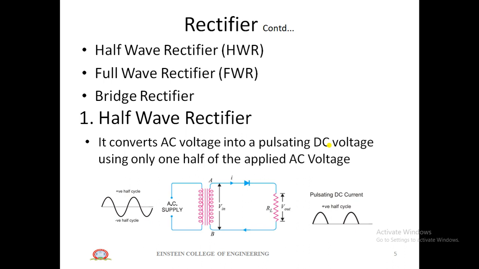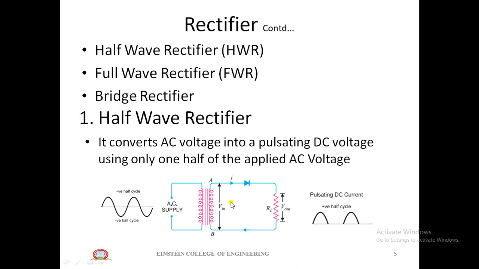Half wave rectifier rectifies only one half cycle of the input voltage. It converts AC voltage into pulsating DC voltage using only one half cycle of the applied voltage. This is the circuit diagram of the half wave rectifier. It has a step down transformer, one diode and a load resistance connected in series with the diode. Now an AC input is given to the diode.